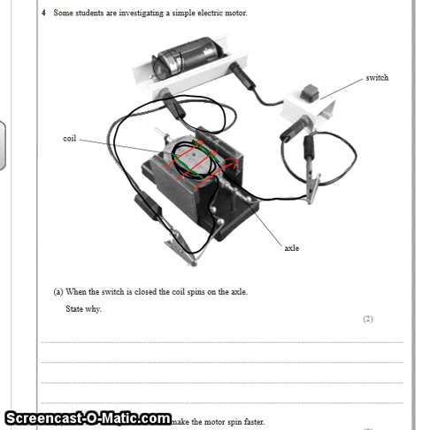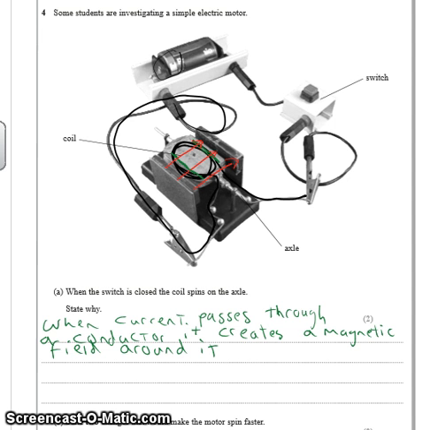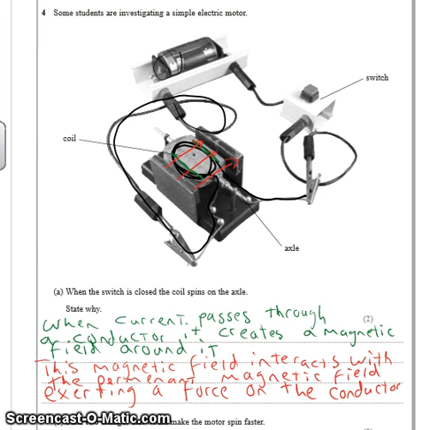Now in terms of explaining why the coil spins, when current passes through a conductor, it creates a magnetic field around it. This magnetic field around the conductor will interact with a permanent magnetic field, which is drawn in red in the diagram here, and the interaction of the two magnetic fields is going to exert a force on the conductor, causing it to spin.